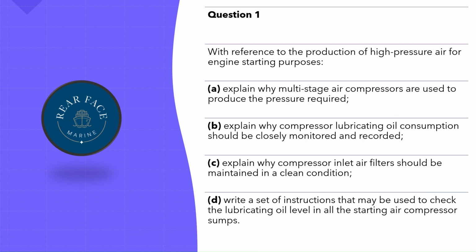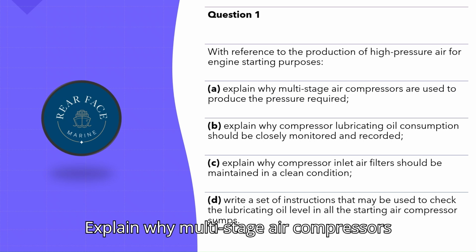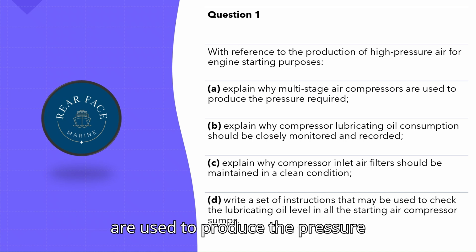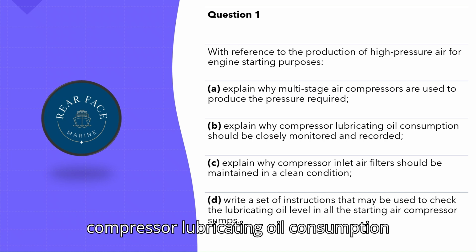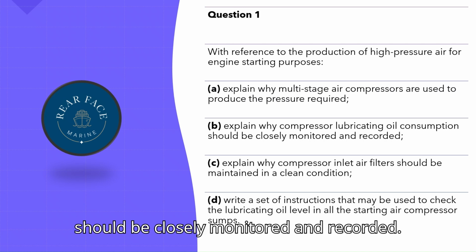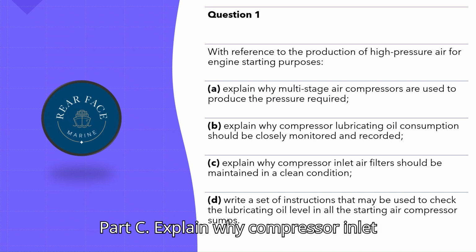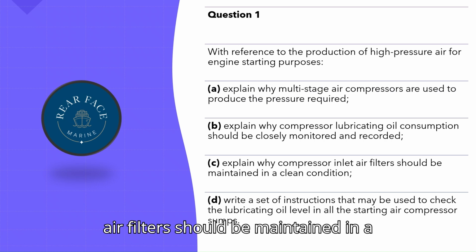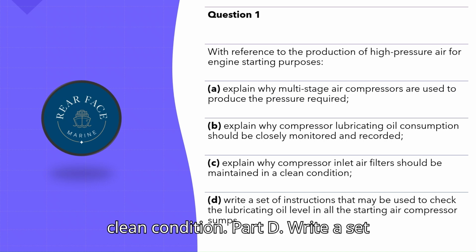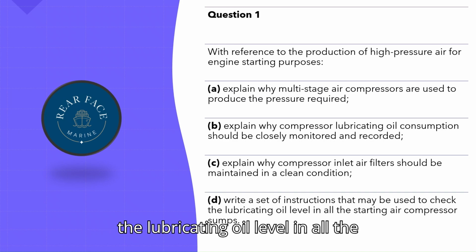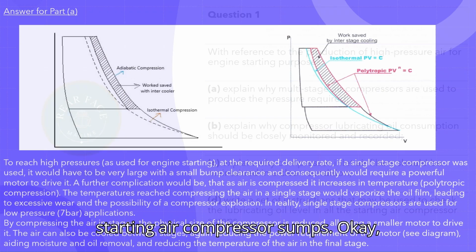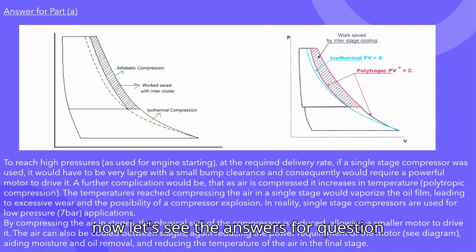Part A. Explain why multi-stage air compressors are used to produce the pressure required. Part B. Explain why compressor lubricating oil consumption should be closely monitored and recorded. Part C. Explain why compressor inlet air filters should be maintained in a clean condition. Part D. Write a set of instructions that may be used to check the lubricating oil level in all the starting air compressor sumps. Okay, now let's see the answers for question 1.